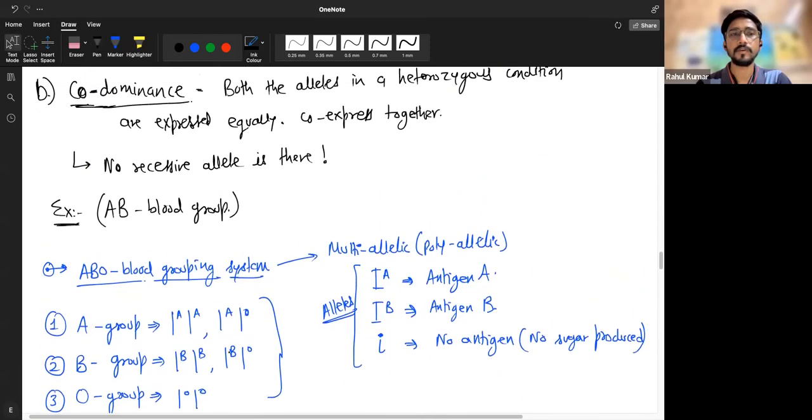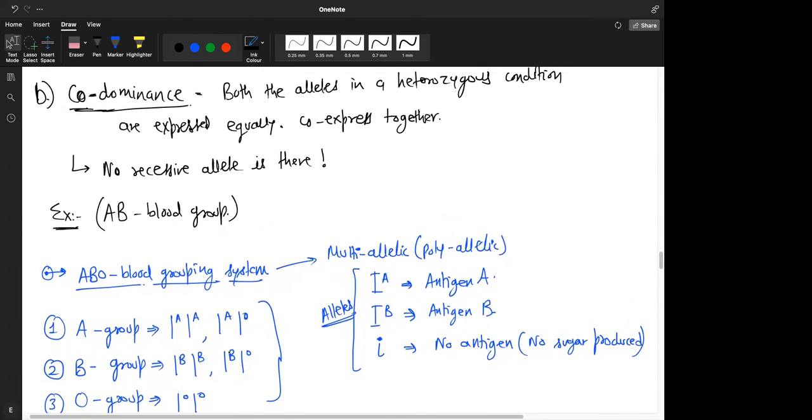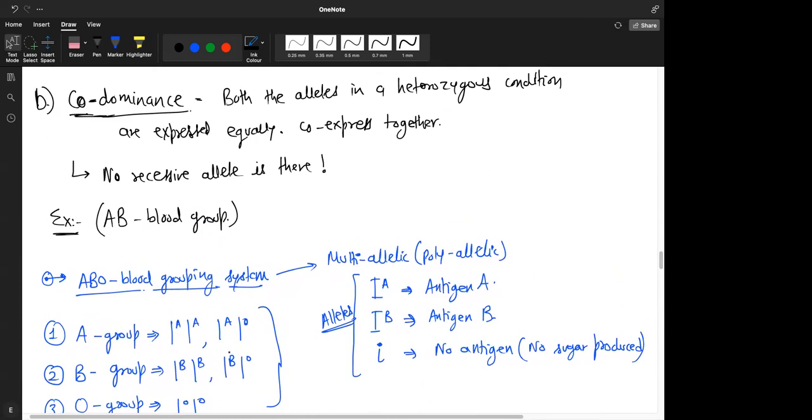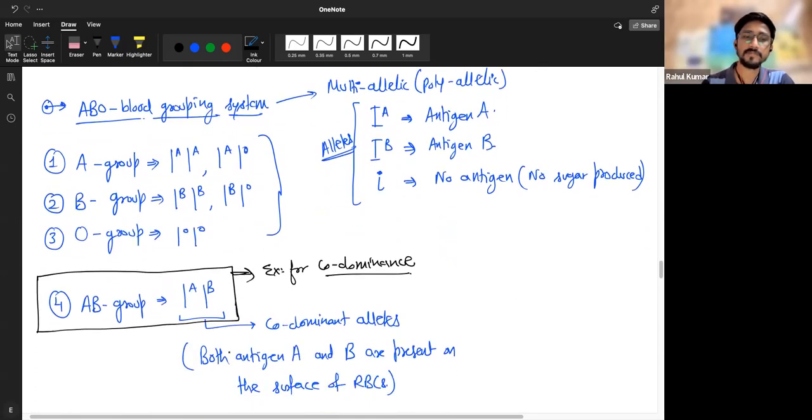Then we did codominance. The alleles which are able to express themselves independently, even when present together, are called codominant alleles, and this phenomenon is known as codominance. So we did one example. There is no recessive allele here, right? What was the example?